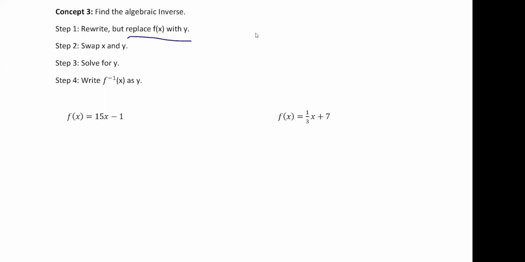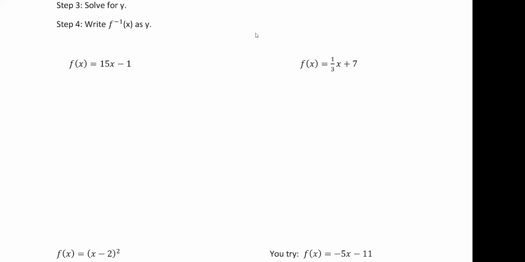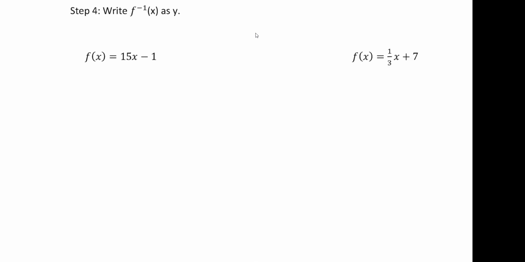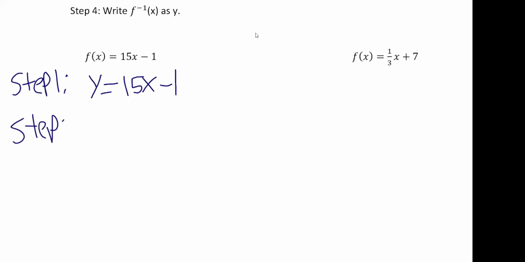So let's look at this first one. Step 1, we rewrite our equation with a y equals. Step 2, we swap our x and our y. Our x and our y are going to trade places. So we would have x equals 15y minus 1.